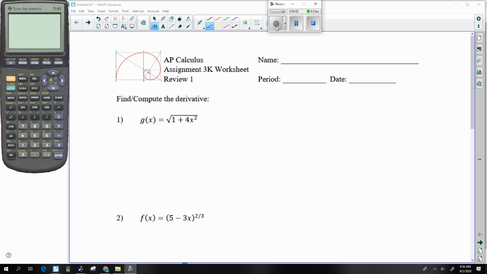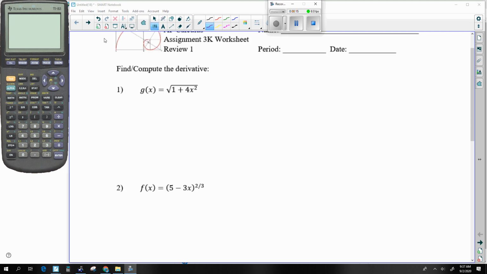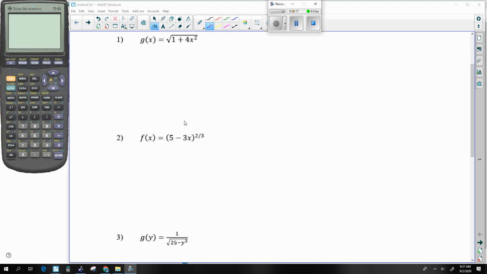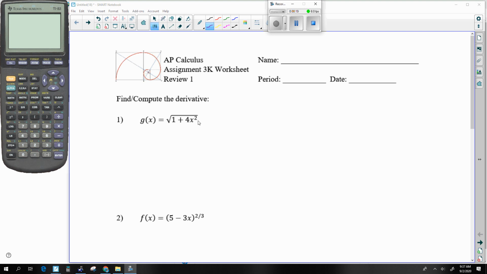Okay, here we go, boys and girls. This is assignment 3K worksheet. This is our first review of this lesson. And what we're asked to do is find or compute just a bunch of derivatives. And these are going to be fractions and roots and things like that. So skills that you have to be really comfortable with.